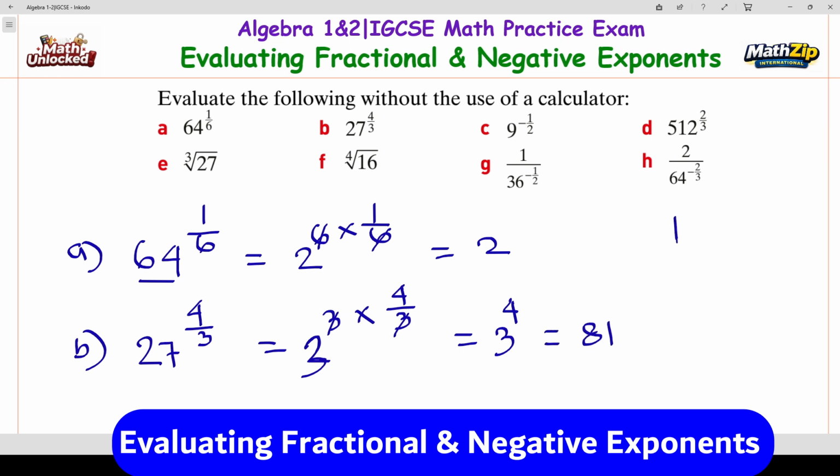Now one thing we need to discuss. Here is a to the power b and a to the power c. We can write this as a to the power b times c, right?